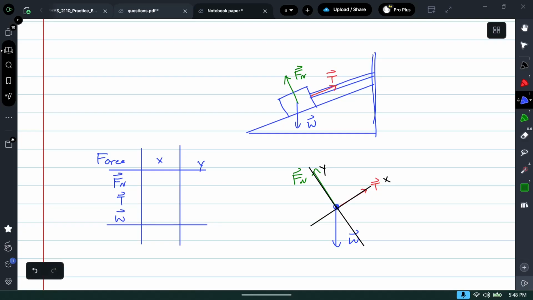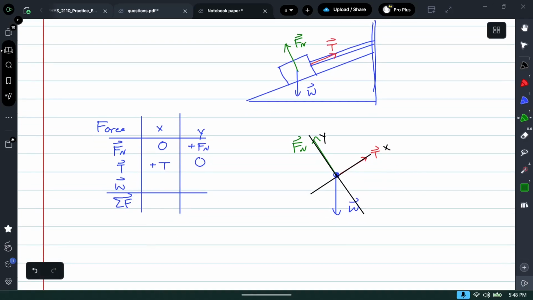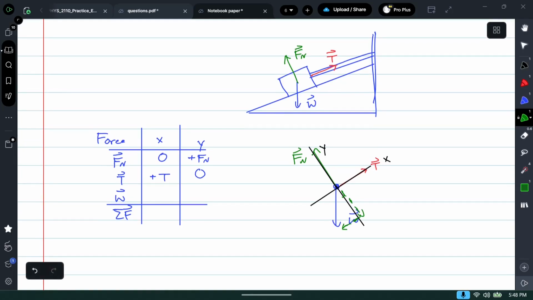In order to find the net force: tension's along the X direction. I decided it was the positive X direction. It has no Y component. Normal force is along the Y direction, has no X component. Weight has two pieces. It is being pulled towards the ramp and down the ramp. I need an angle to be able to find those components. If this is theta, we've said it a few times, this is theta.